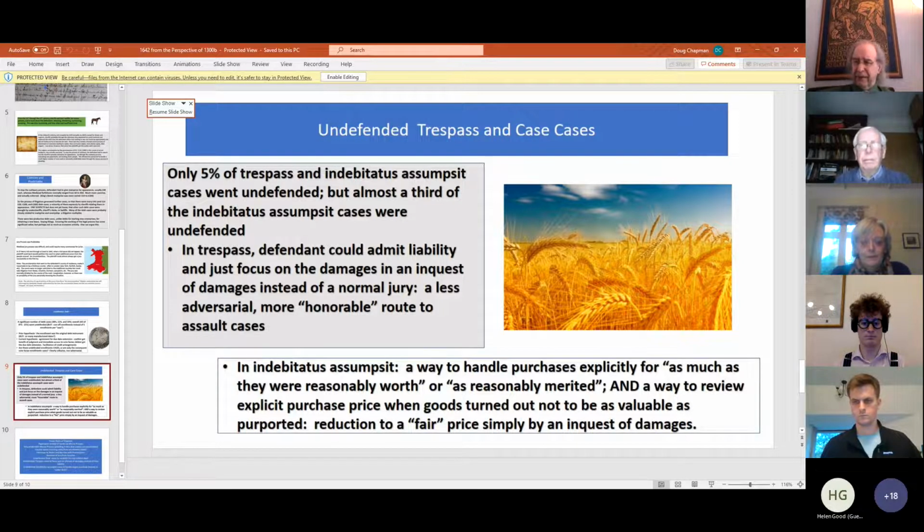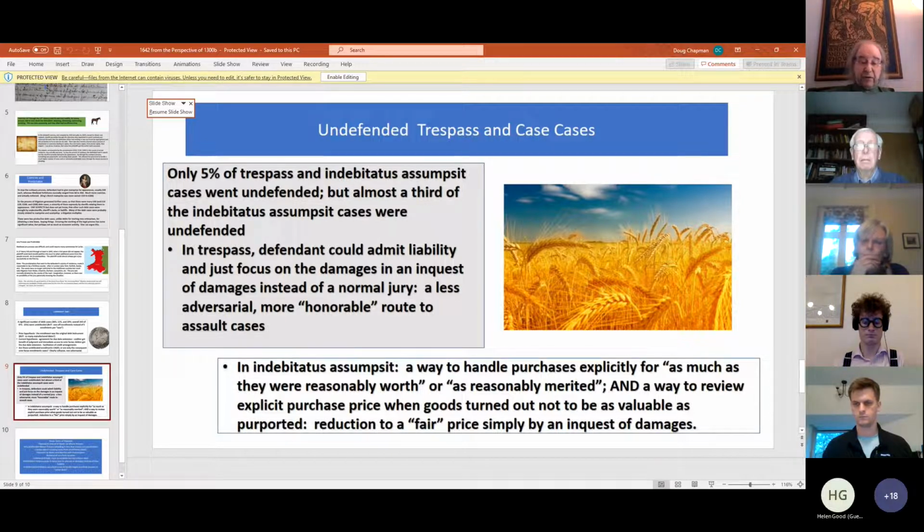And yet, if you think about it, for many transactions at the local level, that's the most likely way in which people were going to sell. If I had a field of wheat growing, and I was going to deliver it to you for X amount of money, it'd be hard to predict how much that wheat would actually be worth, because you don't know how healthy the crop is, or how good a crop it's going to be. And so, as much as they were reasonably worth or as reasonably merited, makes a lot of sense for a local transaction. But you have no way of knowing what it's going to be, and you might well come to the day when delivery is expected, and really disagree about how much the wheat's worth. And this is a way of providing for that kind of thing.